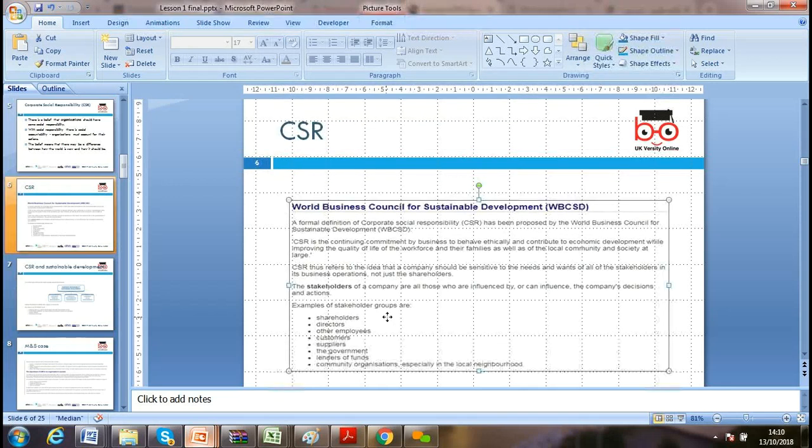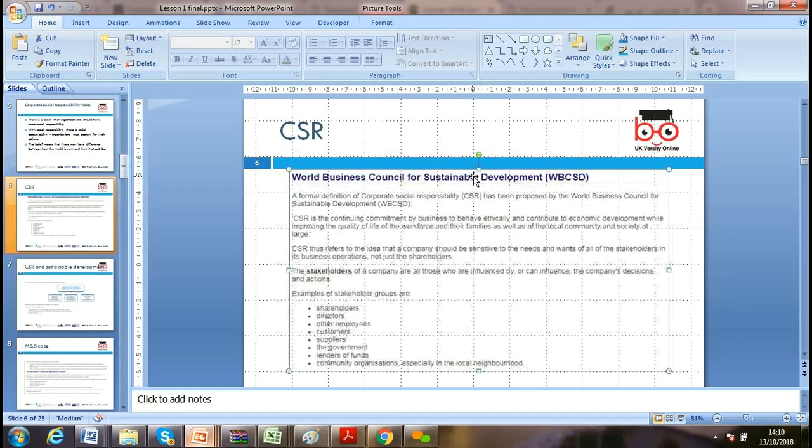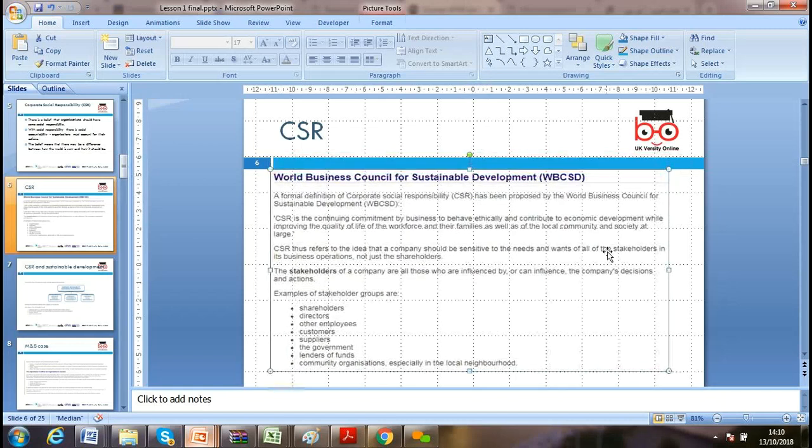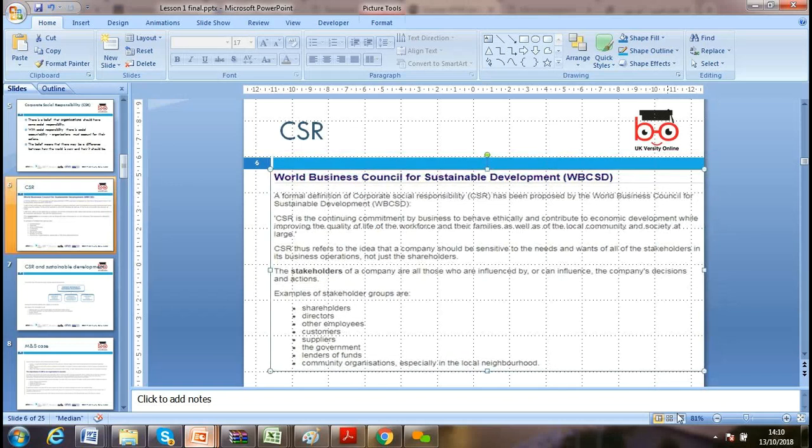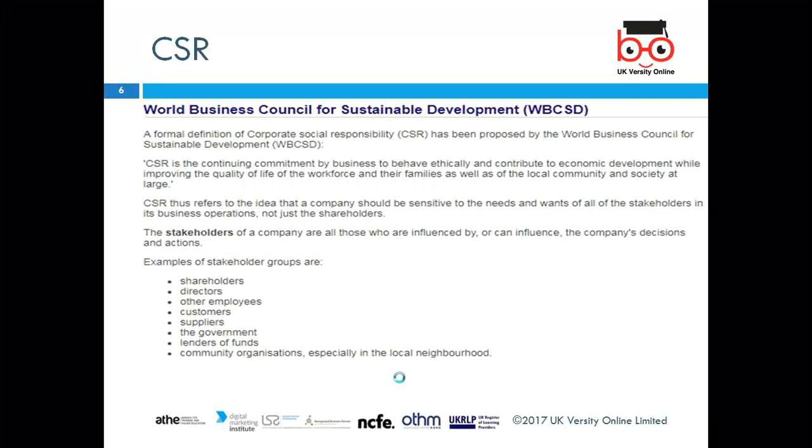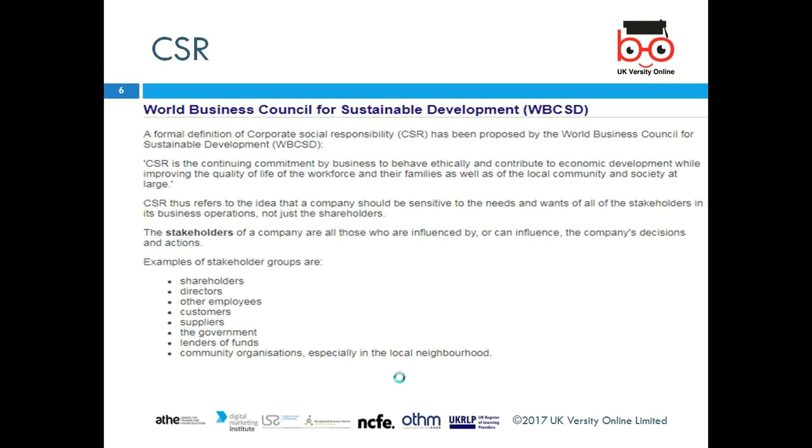Okay, next we're looking at CSR. Can you read it, or is it difficult from there? I'll try to make the slide a bit bigger, a bit more readable. CSR, according to the World Business Council for Sustainable Development, WBCSD. A formal definition of corporate social responsibility has been proposed by the World Business Council for Sustainable Development.